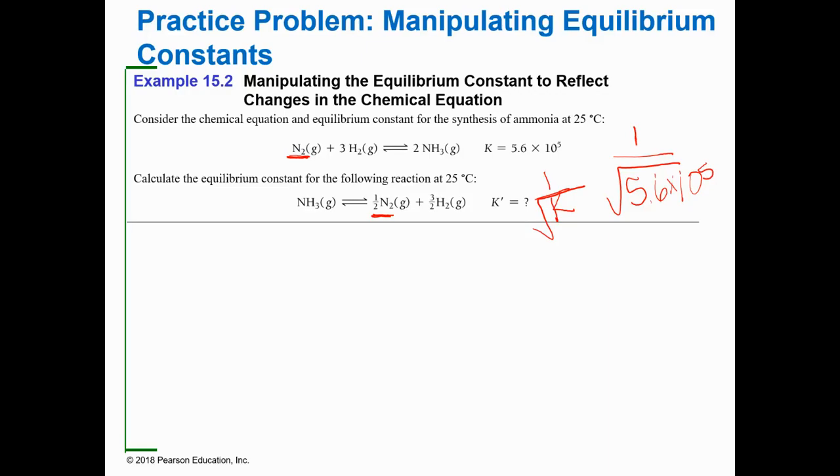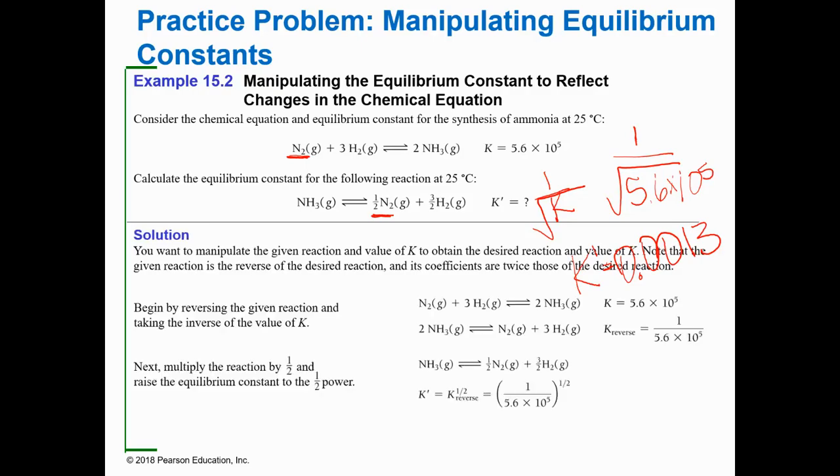Okay, so we're going to do 1 divided by the square root of 5.6 times 10 to the 5. Grab my calculator. And I get K, the new K is 0.0013. And remember, they don't have units.